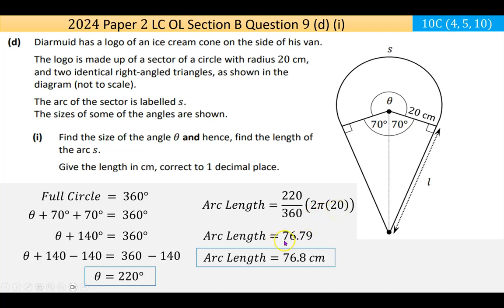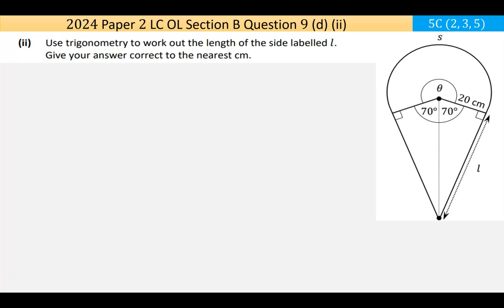Now, putting that through the calculator, I got 76.79, but the question does state correct to 1 decimal place. The 9 here is what matters. It rounds the number before it up by 1, and I get 76.8, and I include my units, and in this case, the units are centimeters. Now, the next question says, use trigonometry to work out the length of the side labeled L. Give your answer correct to the nearest centimeter.